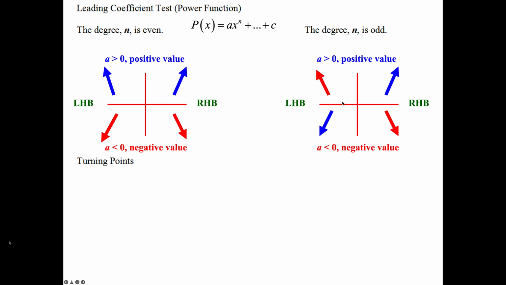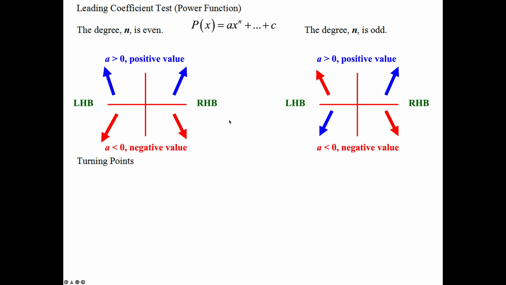And if a is negative, then again, we flip it over the x-axis. So if we have a negative x raised to an odd power, it's negative, but then multiplying it by another negative from your a makes it into a positive. And all your positive x's raised to an odd power, then multiplied by a negative, is going to go down.